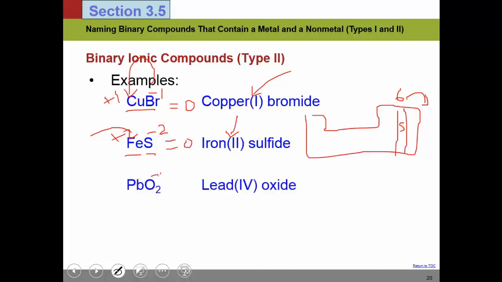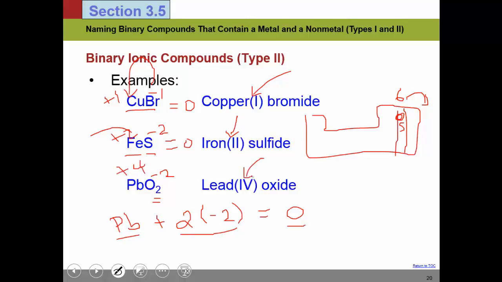Now lead here, oxygen's a -2 because it's found in group 6 also, but there are 2 of them in this balanced formula. So 2 times the -2 charge, they got to add up to 0. The charge on lead then, because what number plus a -4 is 0? You'll see it has to be a +4, and that's why we have lead 4 oxide here as our name.